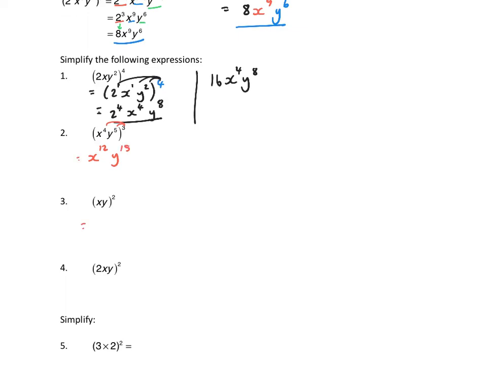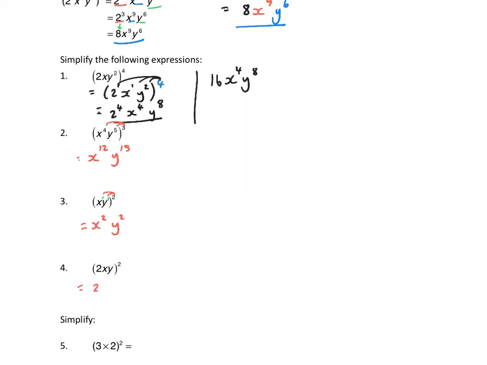Next one, xy all squared. So x to the power of 1 and y to the power of 1. You multiply the exterior exponent to each of those interior exponents. So it's x to the power of 2, y to the power of 2. Easy as cake. Alright, next one, 2xy all squared.